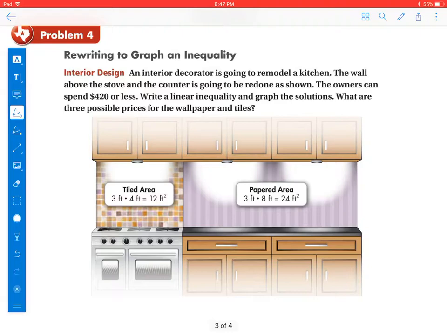I'm going to talk about problem number 4, rewriting a graph of an inequality, and we're going to work from a word problem.